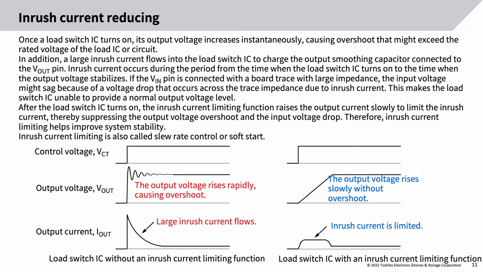If the VIN pin is connected with the board trace with large impedance, the input voltage might sag because of a voltage drop that occurs across the trace impedance due to inrush current. This makes the load switch IC unable to provide a normal output voltage level.